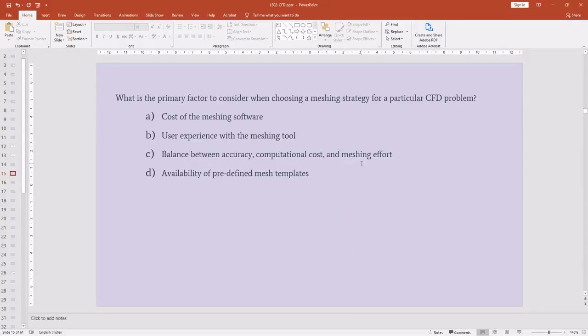So the options are: cost of meshing software, user experience with the meshing tool, balance between accuracy, computational cost, and meshing effort, and availability of predefined mesh templates. If you are working in an industry, this won't matter much actually. When we are going for research or new problems, or where we have to find the accuracy or the best mesh, then these parameters come into existence.